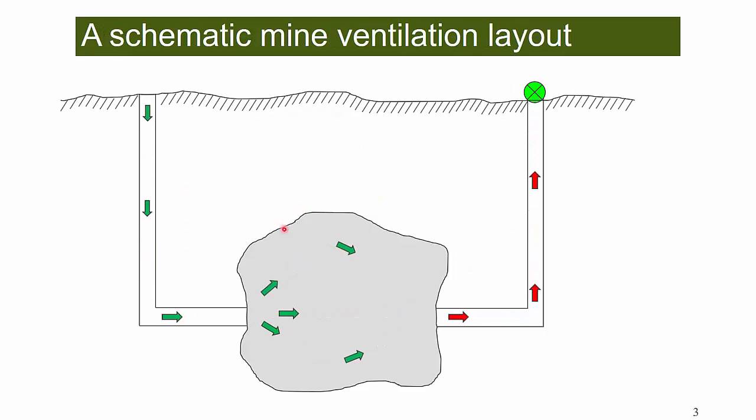So this is a schematic mine ventilation layout. We can see the fresh air goes into the mine from the left side. We call this the intake shaft. And the fresh air goes to the working phase in underground, and the contaminant in the air is exhausted to the surface by an exhaust fan.